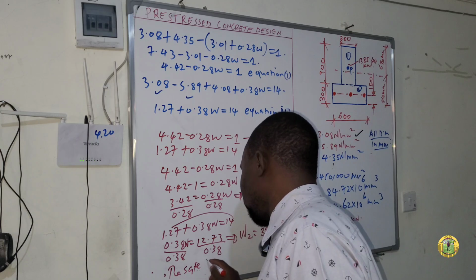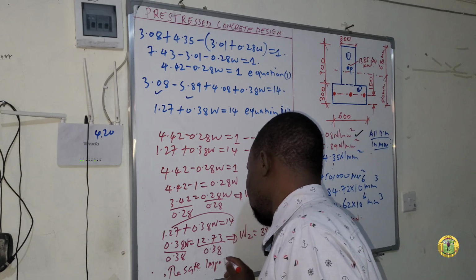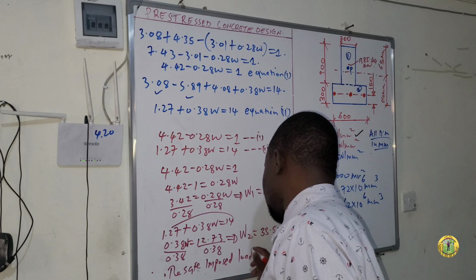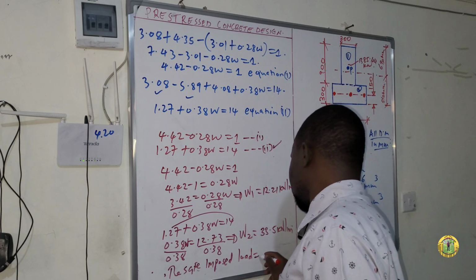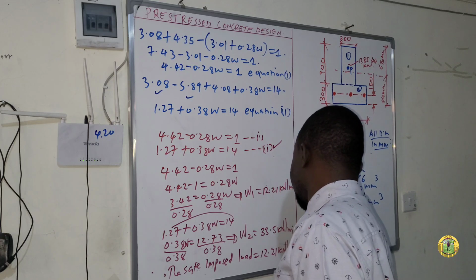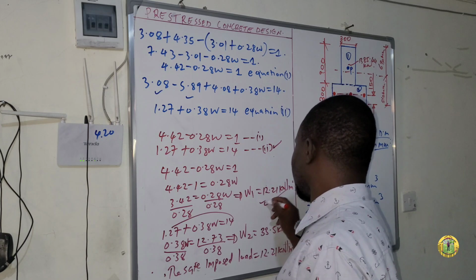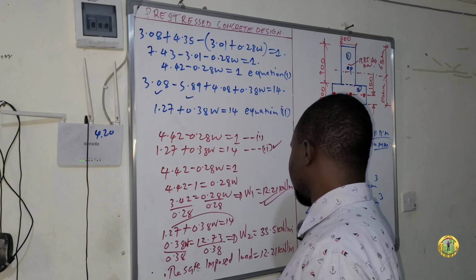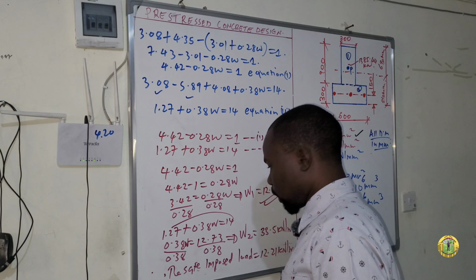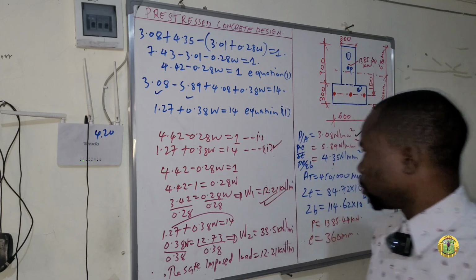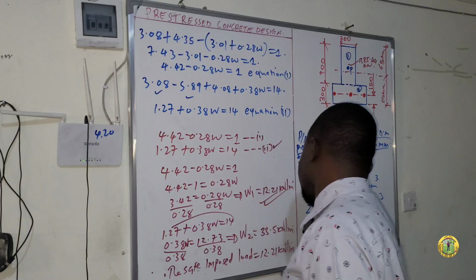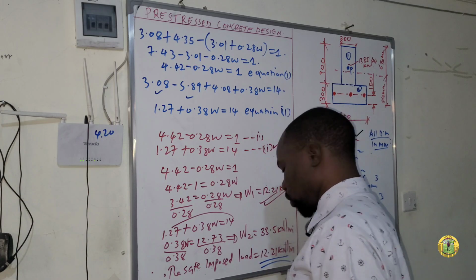Therefore, the safe imposed load is equal to 12.21 kilonewton per meter. So you take the one which is lesser. So 12.21 kilonewton per meter is the safe imposed load. And this question ends here. This is the end of this question.